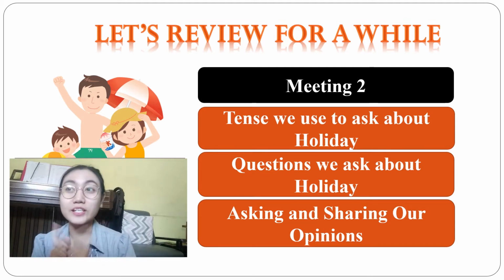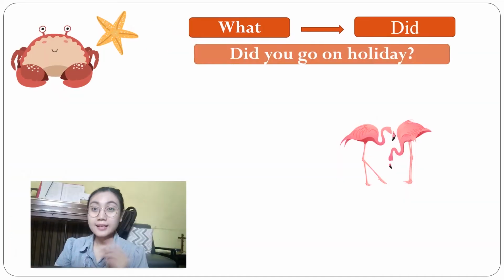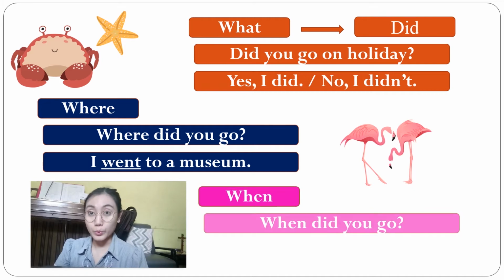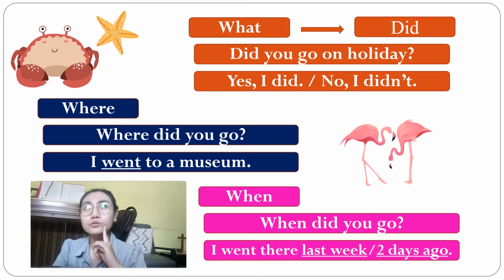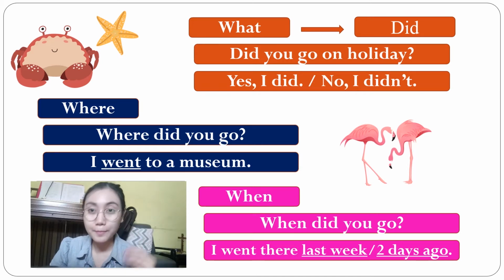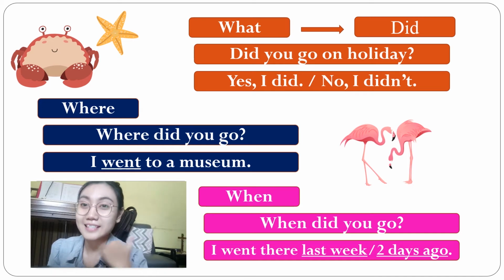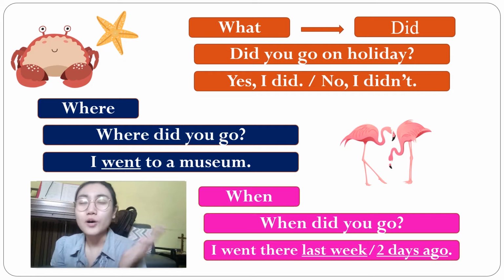The second one is the questions that we ask about holiday. And the third one is about asking and sharing our opinions. Now, do you still remember the questions that we usually ask about holidays to our friends? Ada yang masih ingat nggak? Apa aja sih pertanyaan-pertanyaan yang biasa kita tanyakan kepada teman kita mengenai holiday? Great! The first one is what? Because it's past tense, you usually use did. Good. Did you go on holiday?